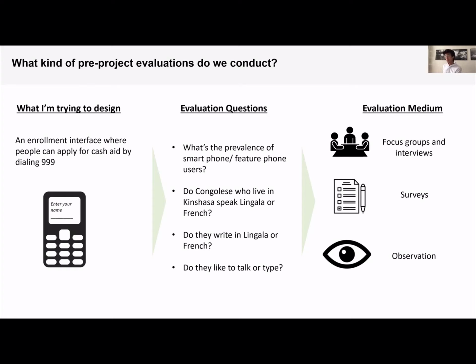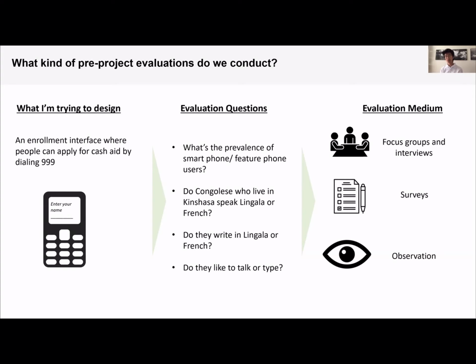Then there's a separate question here. Do they write in Lingala? Do they write and read in Lingala or French, which might be very different from speaking? And then finally, do they like to talk or do they like to type, right? What is the user behavior here? Because if we're designing a program where they dial 999 for aid, and they have to provide some information, are they providing the information via voice or via typing? What will get the highest adoption? So these are a bunch of evaluation questions we have to figure out.